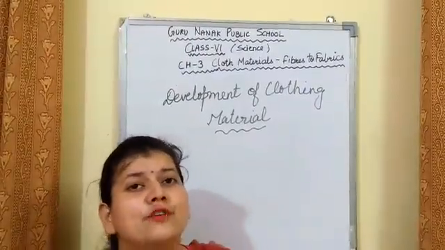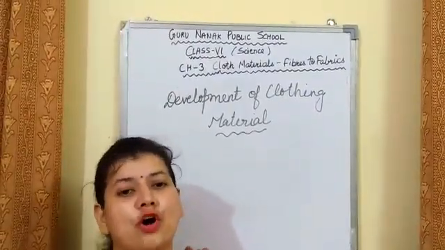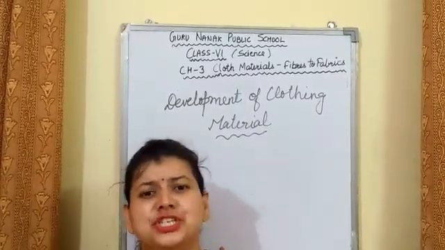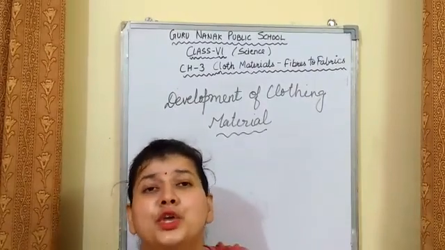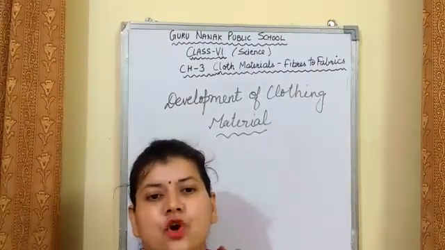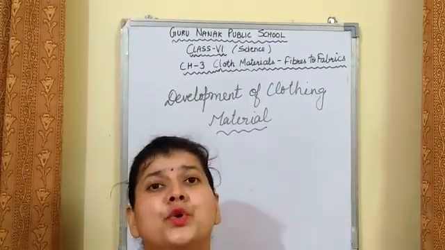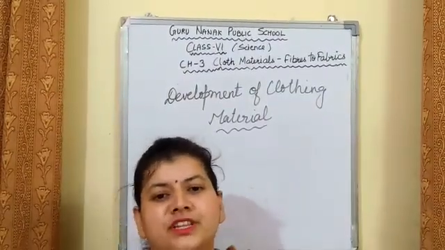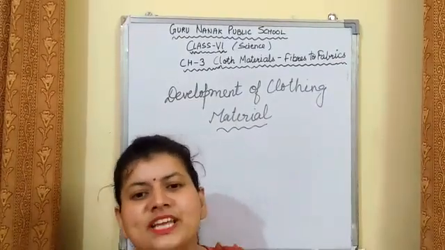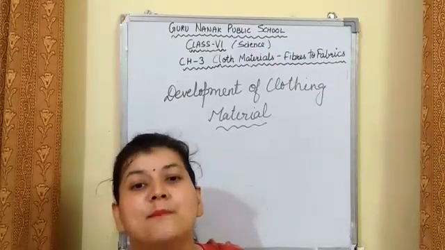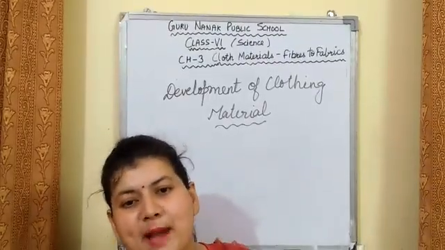Now our last topic of the chapter is development of clothing material. All of you know that in ancient times, early man used to wear leaves on their skin, or they used the fur of animals to cover their body. Gradually they learned to weave grasses and twigs to make baskets or mats.